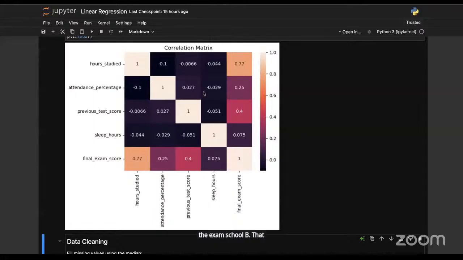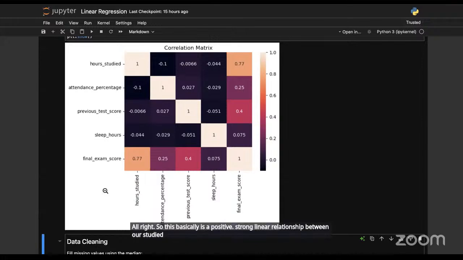That is correct, Kennedy. So that tells us that this variable highly affects this one here, right? So as Kennedy stated, the more hours that I spend studying, the higher my final exam score will be. So this basically is a positive, strong, linear relationship between hours studied and final exam score. It is very important that you have positive, strong, and linear relationship. Those three terms are very important.